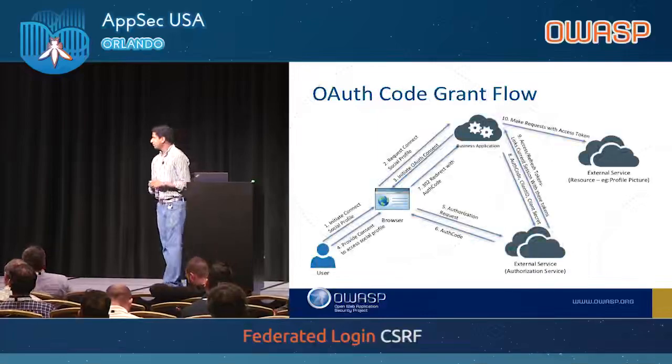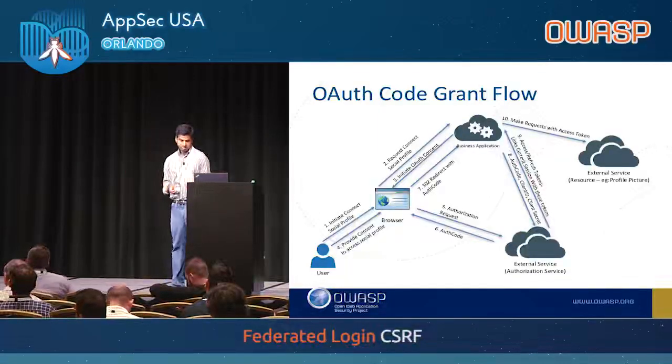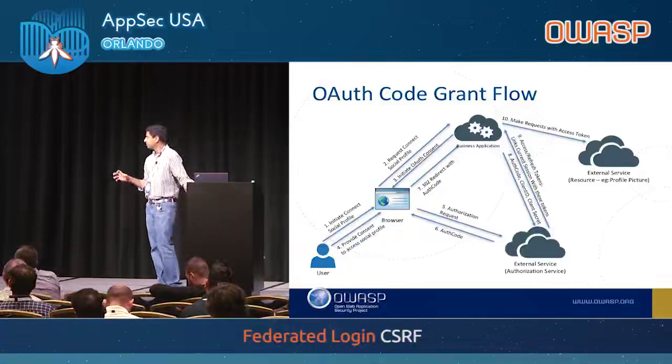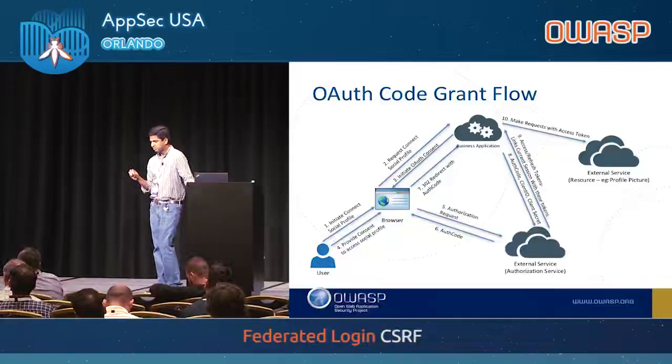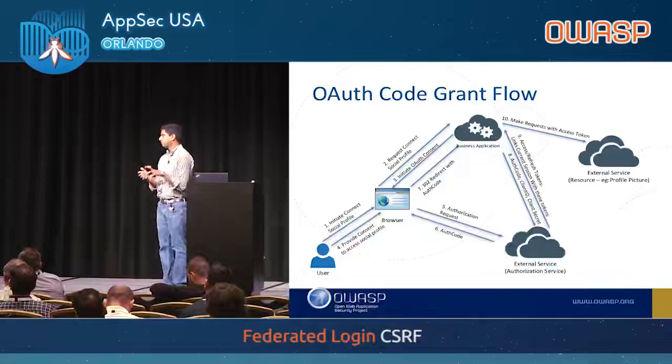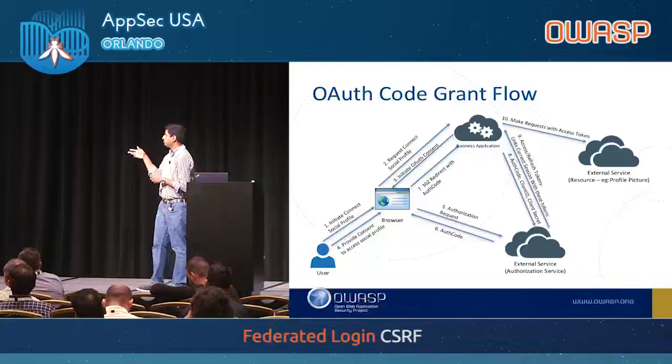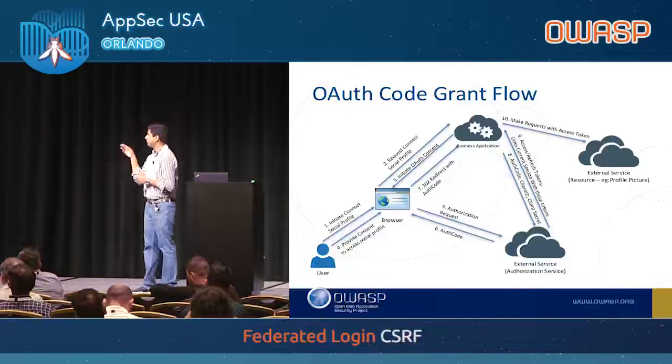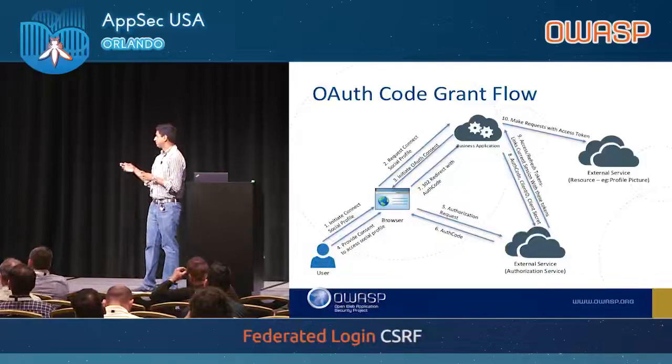Yeah, in case of OAuth code grant flow, this is a specific protocol used in case of what they call confidential clients, where you have a web service that needs to connect to an external resource. Here, the objective of the business application is to link the user with some external resource like Twitter or Facebook or whatever the social resources.